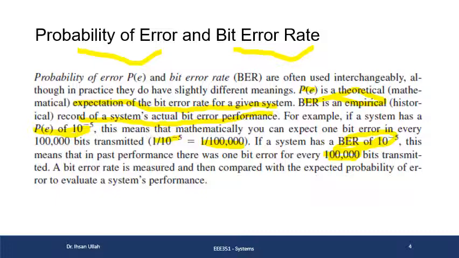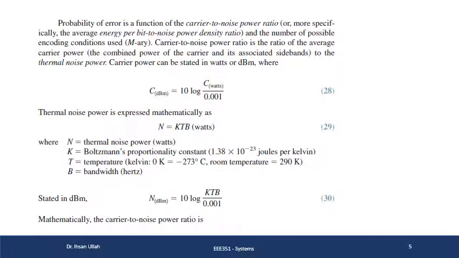Okay, so the crux of the thing is bit error rate is measured, and then compared to the expected probability of error or the theoretical performance of that system. Now, probability of error is a function of carrier to noise power ratio. Okay, more specifically, it is the average energy per bit to noise power density ratio. We will now see these things in detail. And the number of encoding conditions is related to this thing.